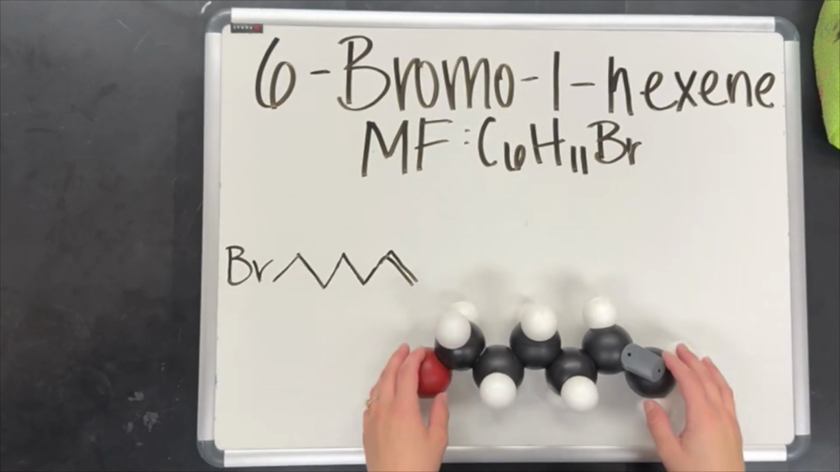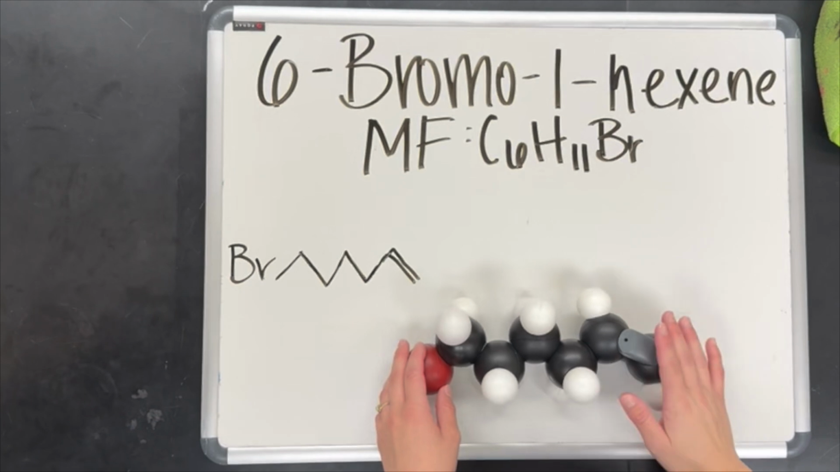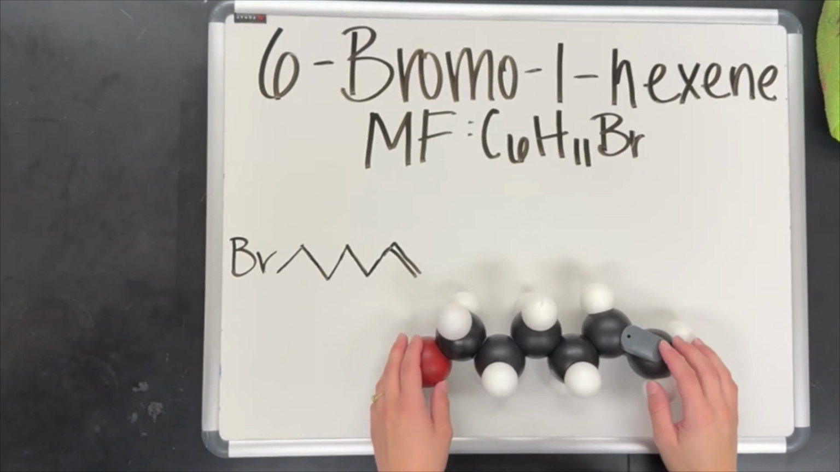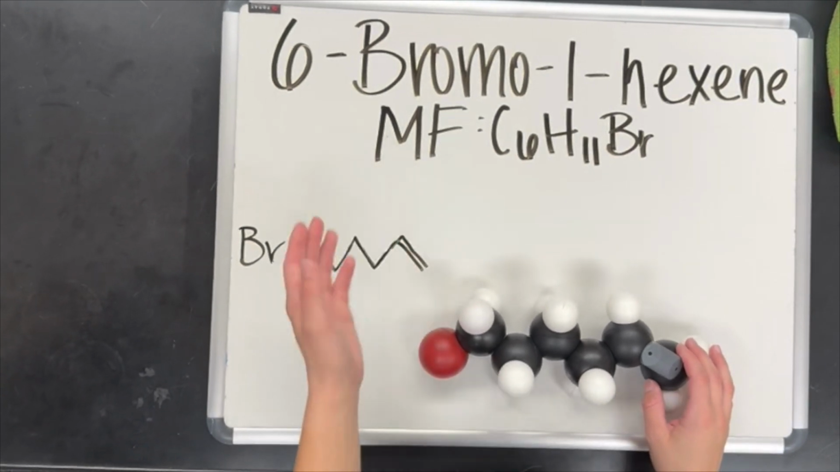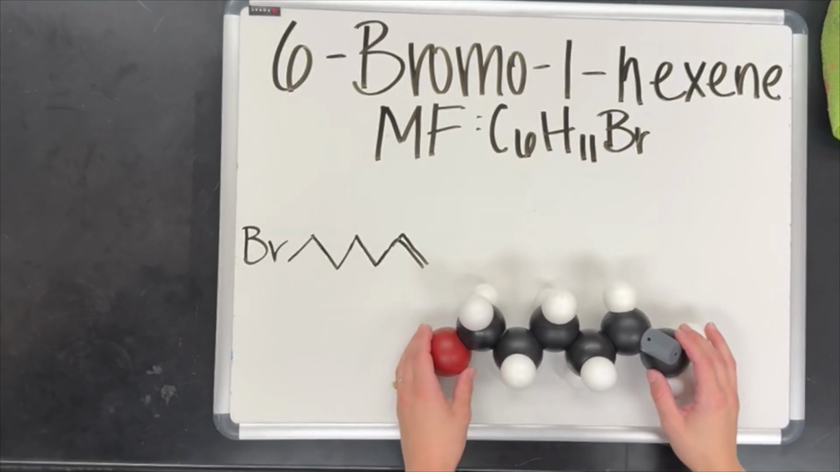Okay, so the name of this molecule is because this hexene is shown by the double bond on the first carbon, hence where the one comes from, and then the bromine is attached to the 6th carbon shown here.